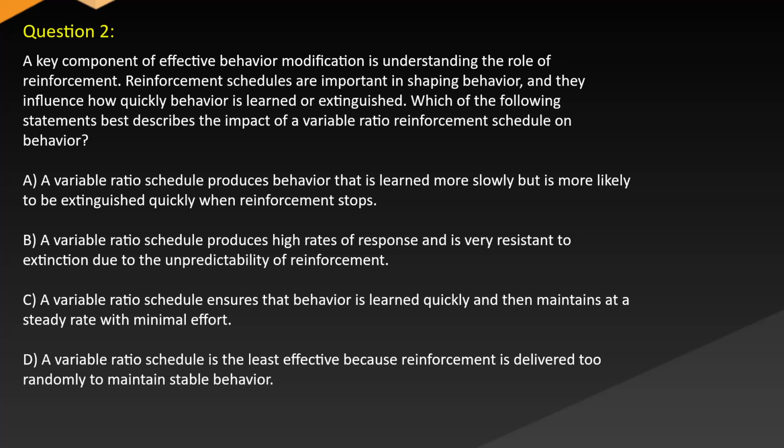A. A variable ratio schedule produces behavior that is learned more slowly, but is more likely to be extinguished quickly when reinforcement stops. B. A variable ratio schedule produces high rates of response and is very resistant to extinction due to the unpredictability of reinforcement. C. A variable ratio schedule ensures that behavior is learned quickly and then maintains at a steady rate with minimal effort. D. A variable ratio schedule is the least effective because reinforcement is delivered too randomly to maintain stable behavior.